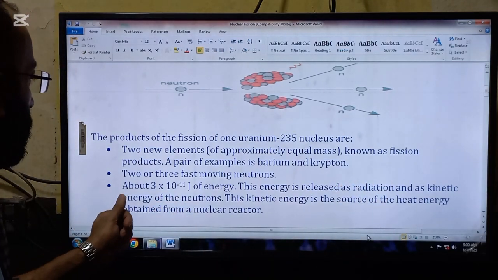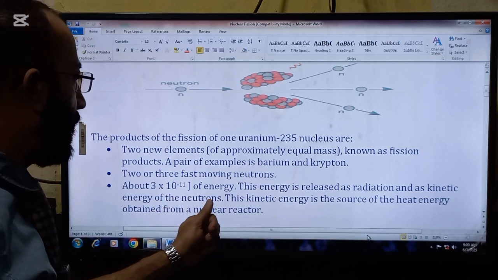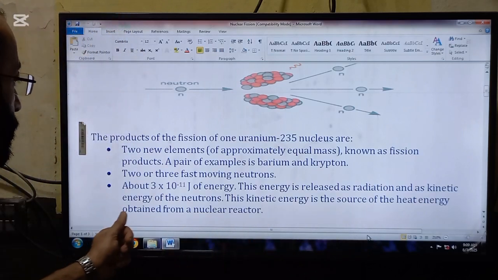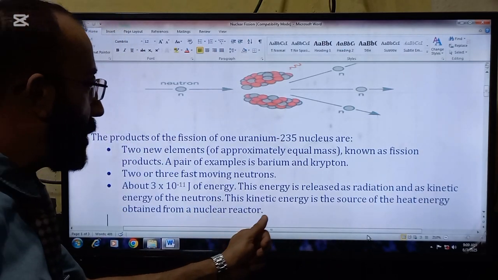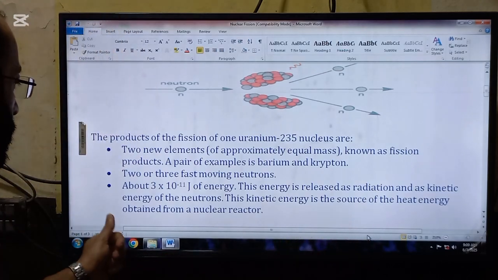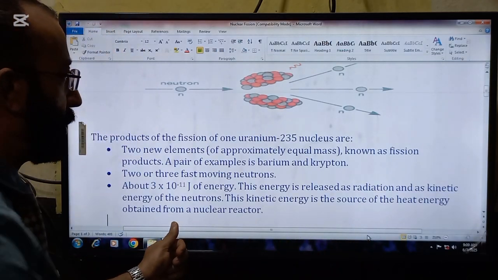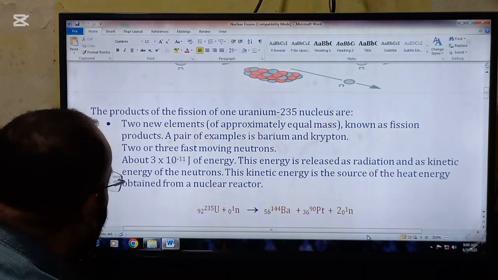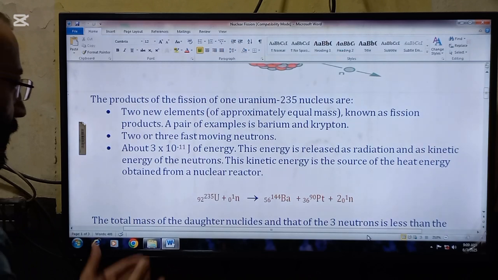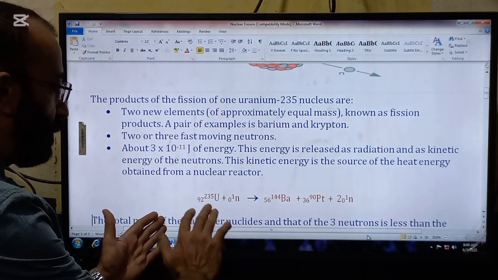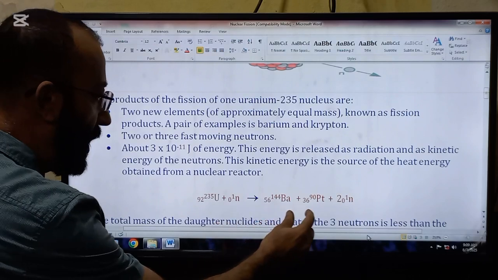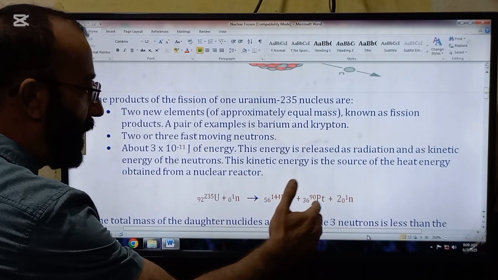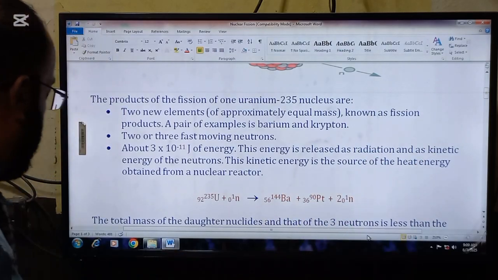And number 3, about 3 multiplied by 10 raised to power minus 11 joule of energy. This energy is released as radiation and as kinetic energy of the neutrons. This kinetic energy is the source of the heat energy obtained from a nuclear reactor. So this is the third product of the fission process. And here is the equation. When uranium-235 nuclide is bombarded by a neutron, barium and krypton are produced. These are of almost equal masses, and 2 neutrons are also produced.